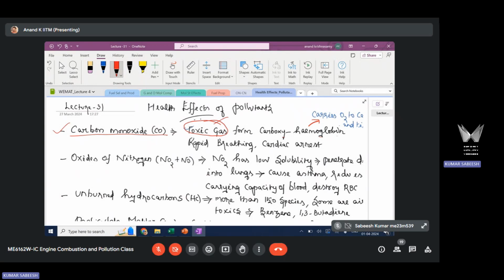The problem that carbon monoxide will create is once you inhale this exhaust gas. So you have to be careful when you are parking or stopping your vehicle momentarily in front of the signals.